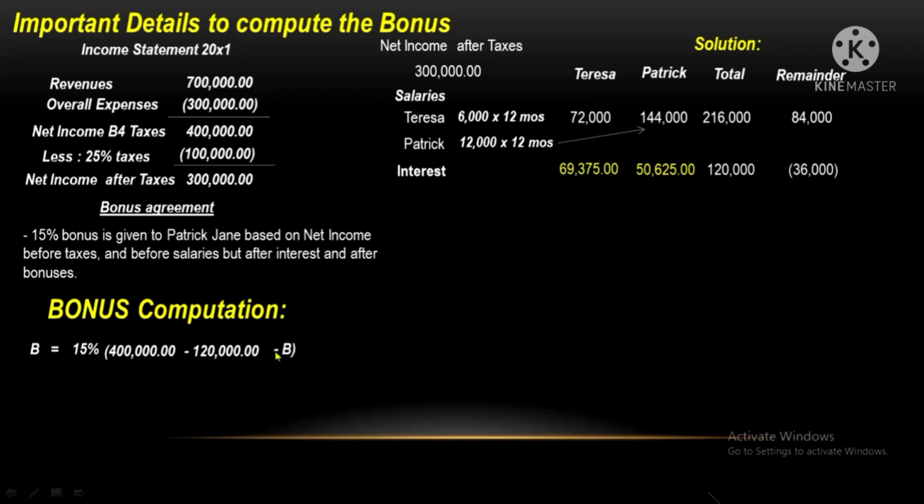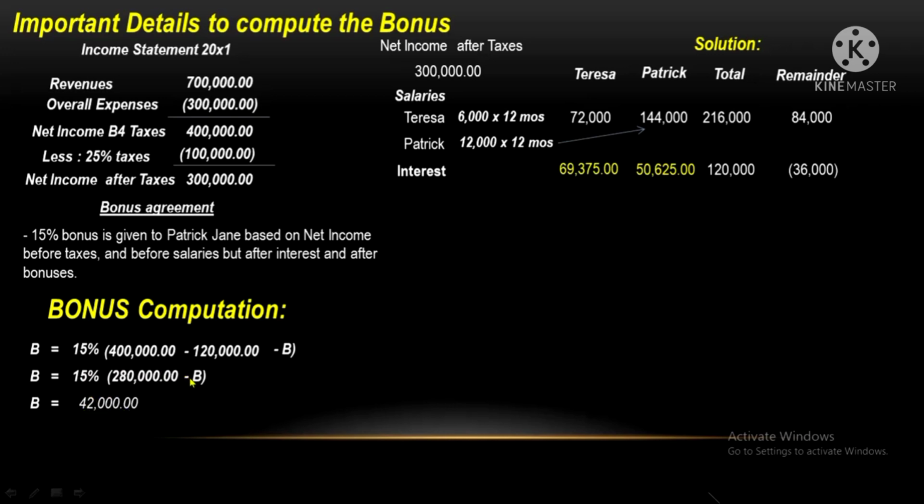So now, we can simplify the equation because it's already complete. B is equivalent to 15%, but this 400,000 minus 120,000 should be simplified, and you will get 280,000. Still minus B. Simplifying further, B is equal to 15% times 280,000, and you will get 42,000.